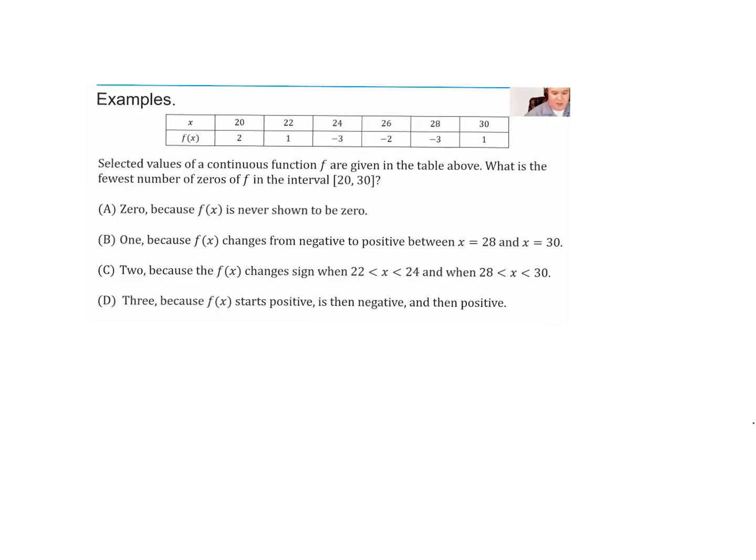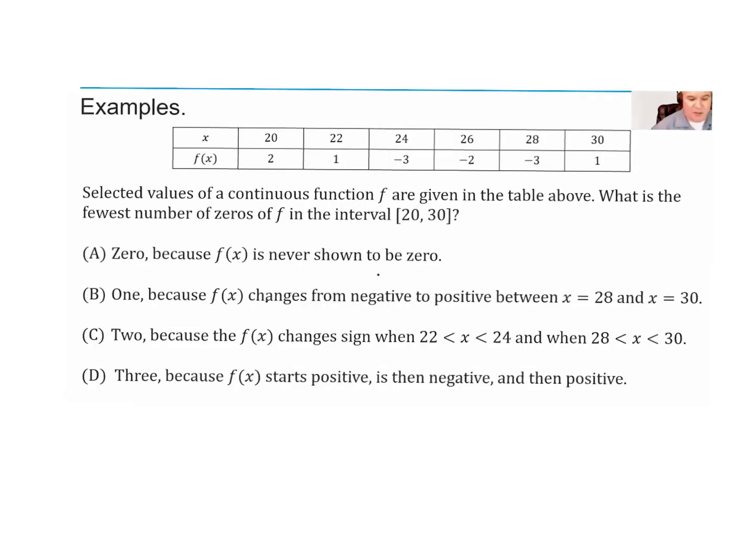Look here at this question. I've got a bunch of different values. On AP Classroom, you guys have access to videos, yes? So this is from one of the videos. He goes over a question that's very similar to one of the questions on AP Classroom. It says that we've got a selected range of values on a continuous function. Continuous is important because that allows us to use the intermediate value theorem, right?